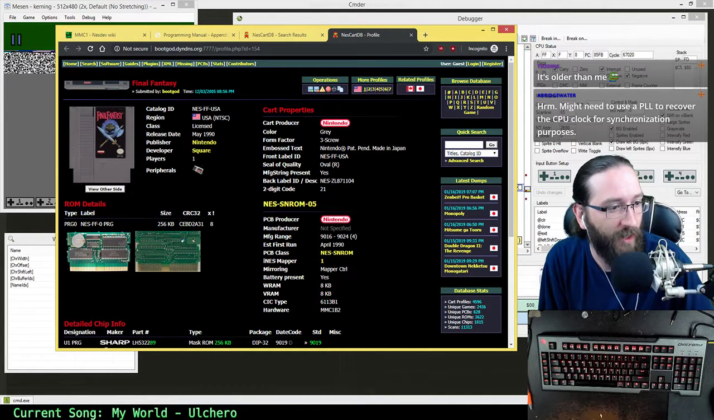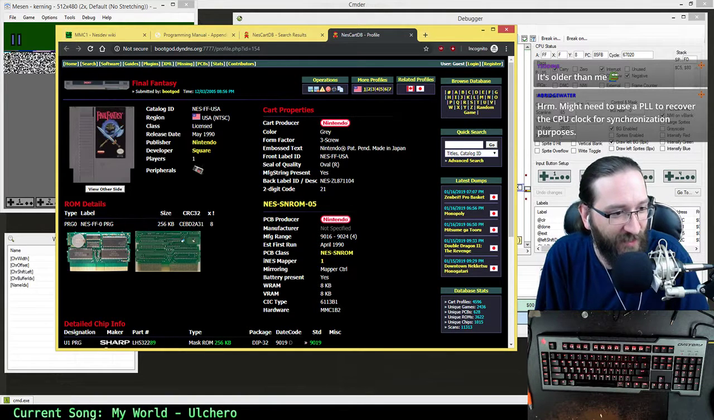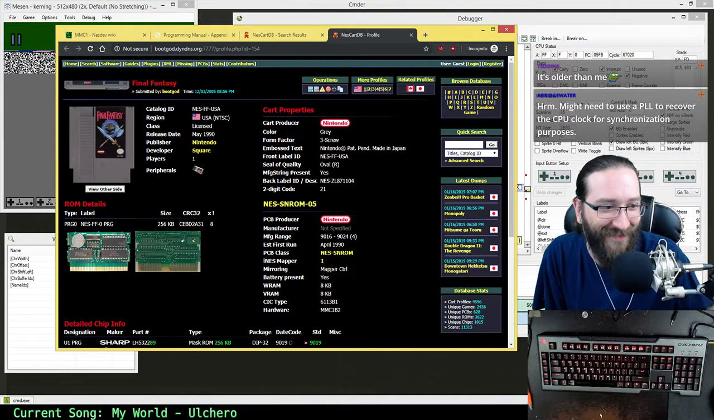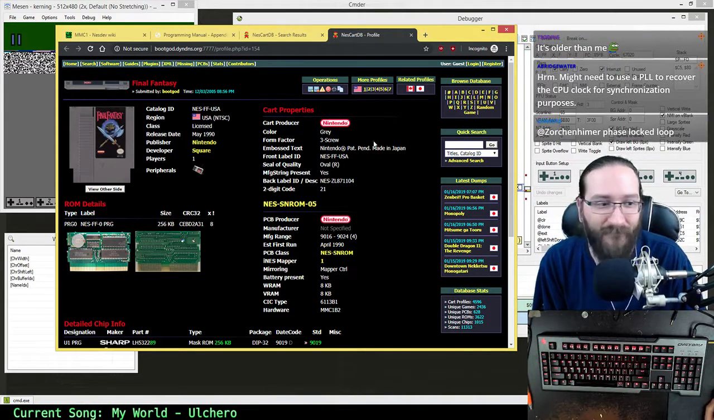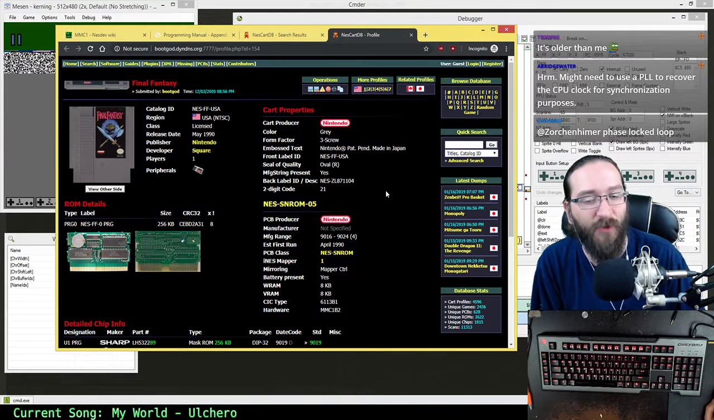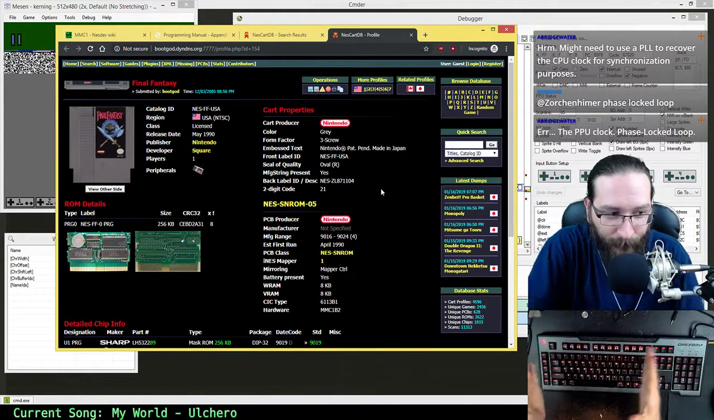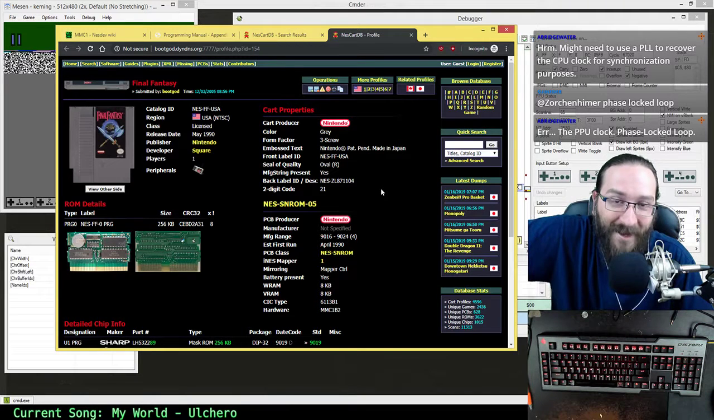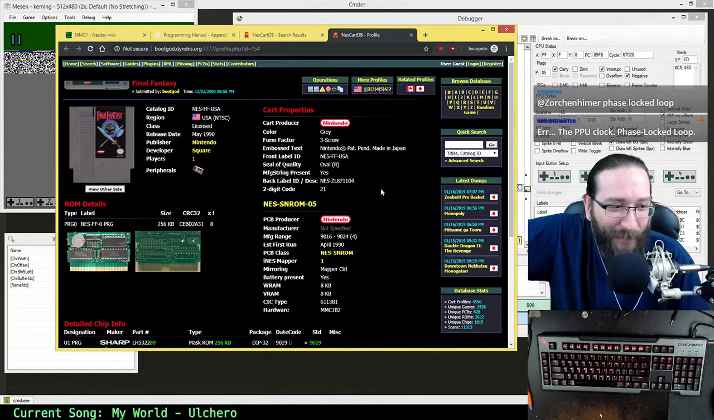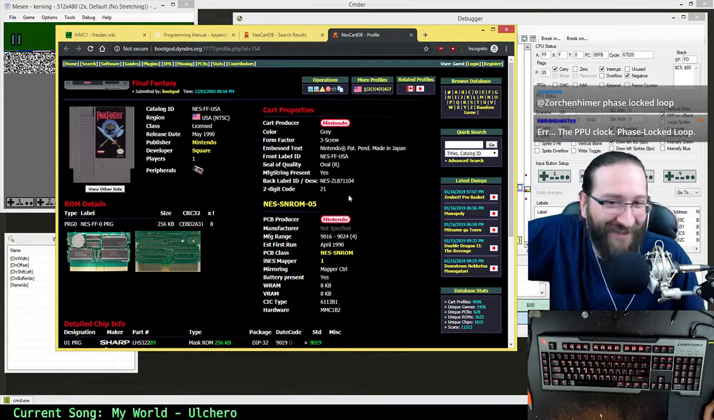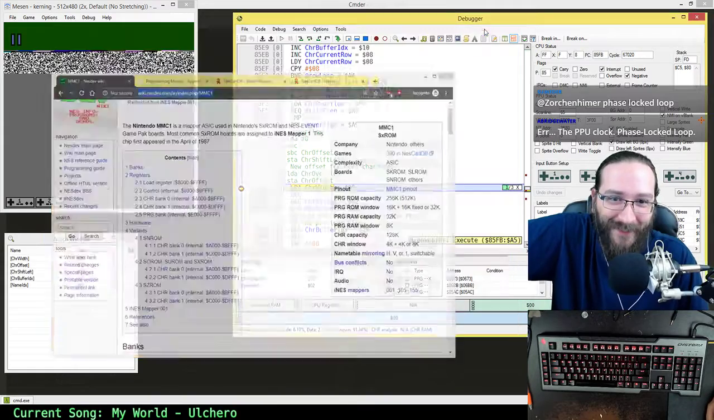Might need to use a PPL to recover the CPU clock for. I don't know what a PPL is. I assume that's some electronic discrete component. Phase locked loop. Got it. So I know what those words mean, but not necessarily together. TV clock. Okay. I'm sorry for being an idiot.